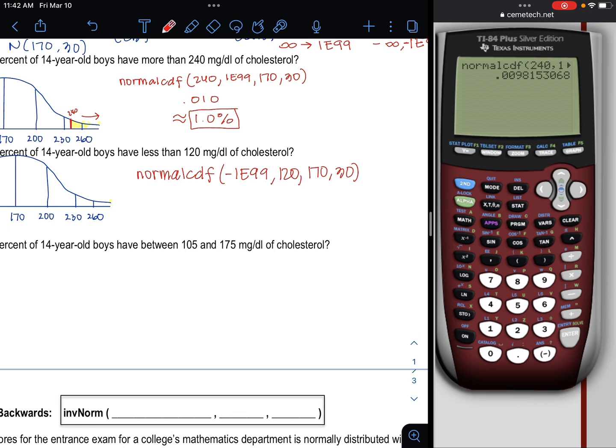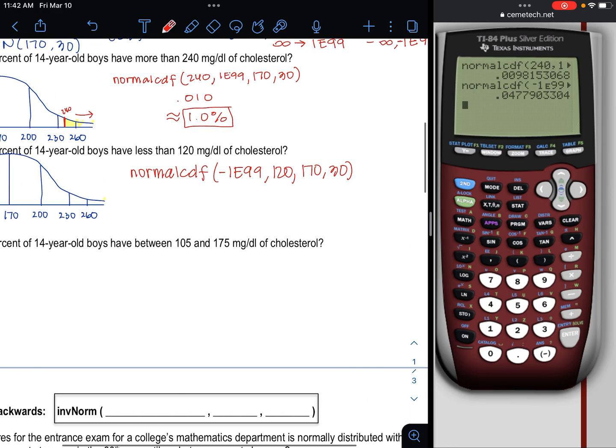So once again, we're going to hit second, VARs. Option number 2 is normal CDF. Our lower bound is negative 1, second comma, which gives us this E99. Our upper bound is 120. And then our mean and standard deviation are still in there. Hit paste, hit enter. And once again, this tells us what percentage.